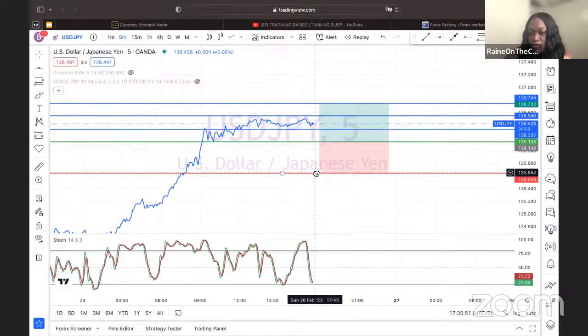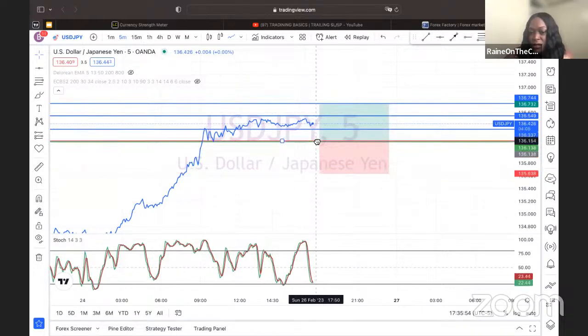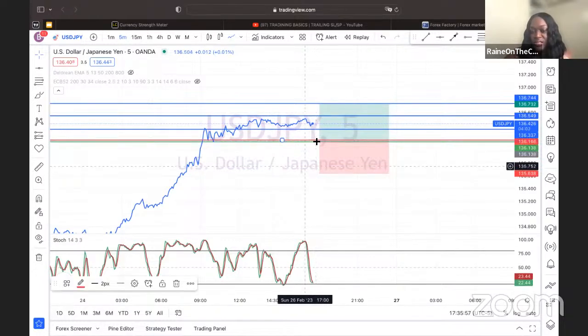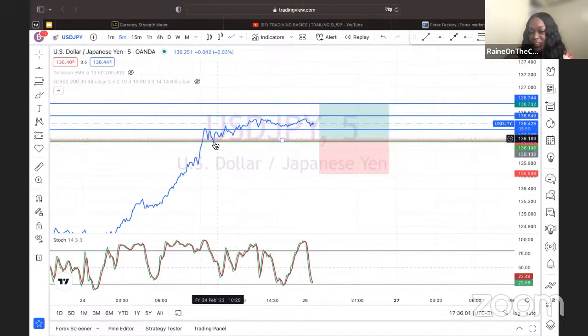You want to move it a little bit above your entry, and you pray that it doesn't come and hit it. But we see that it hit it here. It's going to happen sometimes. Most times it doesn't, right?